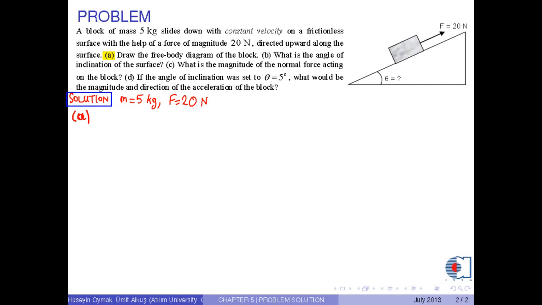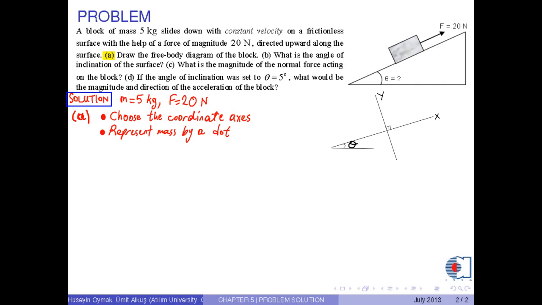First of all, we choose the natural coordinate axis. Next, we represent mass by a big dot. As you notice, the mass sits at the origin of the coordinate system. After that, draw only forces on the body. The first one is the gravitational force on the body.